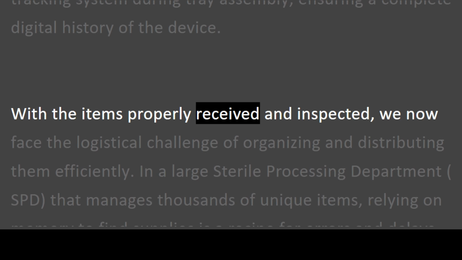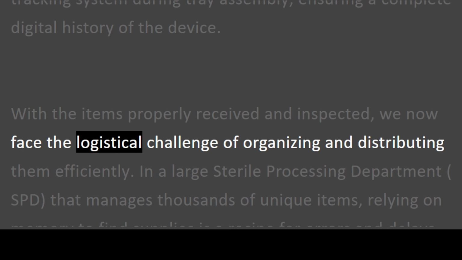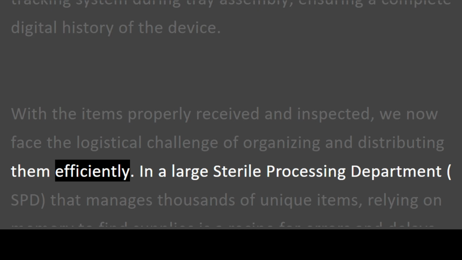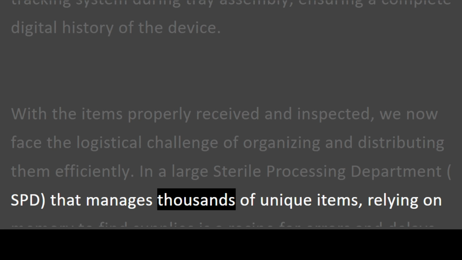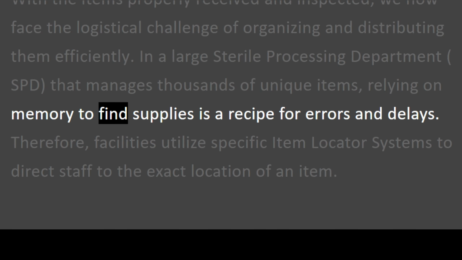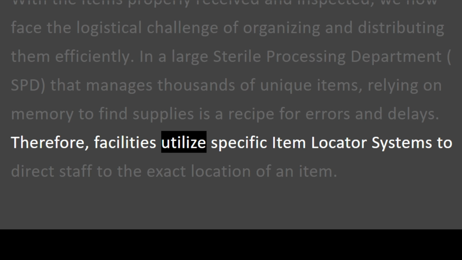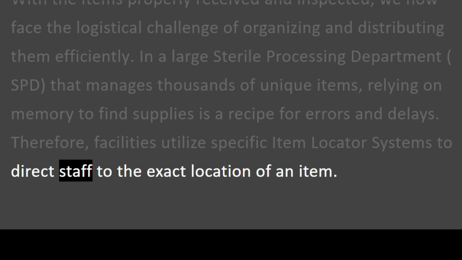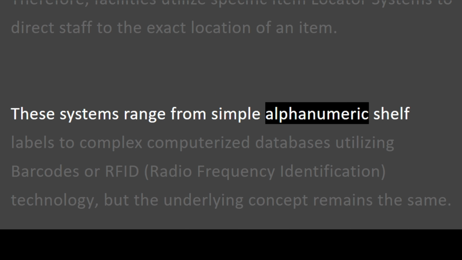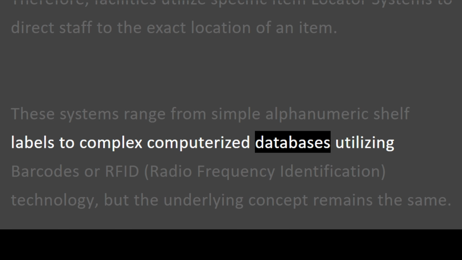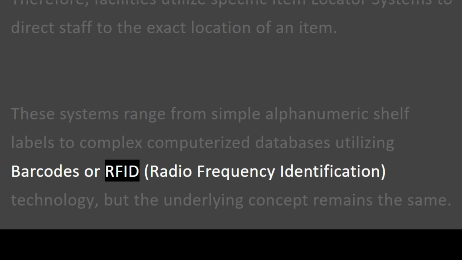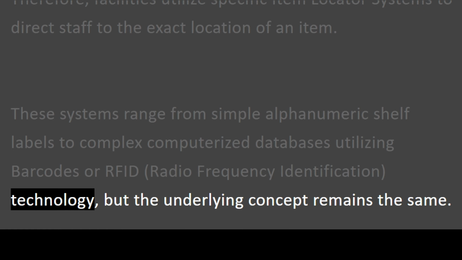With the items properly received and inspected, we now face the logistical challenge of organizing and distributing them efficiently. In a large sterile processing department, SPD, that manages thousands of unique items, relying on memory to find supplies is a recipe for errors and delays. Therefore, facilities utilize specific item locator systems to direct staff to the exact location of an item. These systems range from simple alphanumeric shelf labels to complex computerized databases utilizing barcodes or RFID, radio frequency identification, technology, but the underlying concept remains the same.